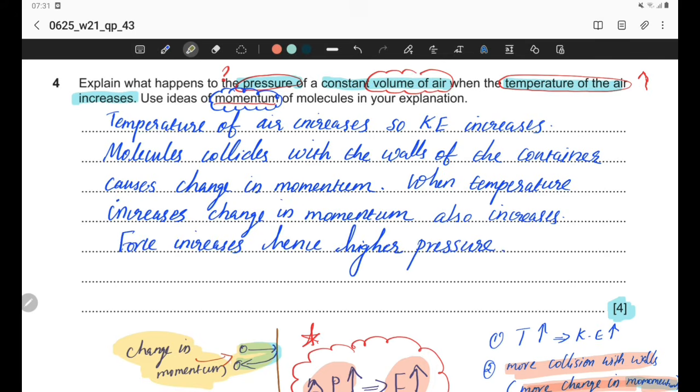So in this question, the important keywords are: kinetic energy increases, molecules collide with the walls, the collision with the walls causes a change in momentum, higher force causes higher pressure. These are all the keywords you should include in order to score full marks.